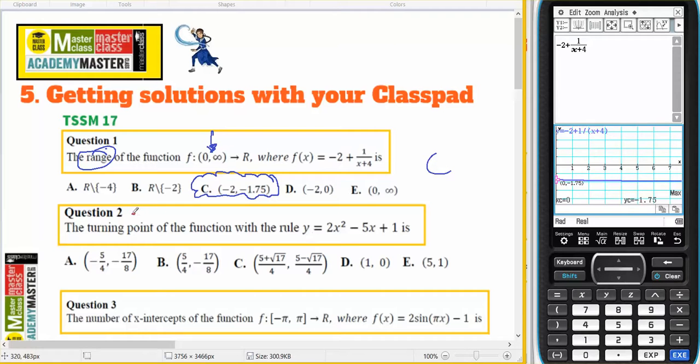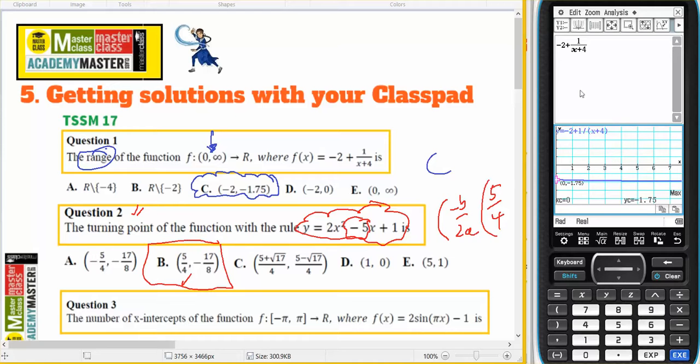Looking at question number 2, the turning point of this, it's a parabola, the turning point. So if I use my calculator and I graph it, I'm likely to get a decimal answer. I know that the x value will be -b over 2a. So it'll be -5, so which is 5 on 4. So therefore it's either going to be this one or no other, so it's going to be that one. Didn't even use my calculator.